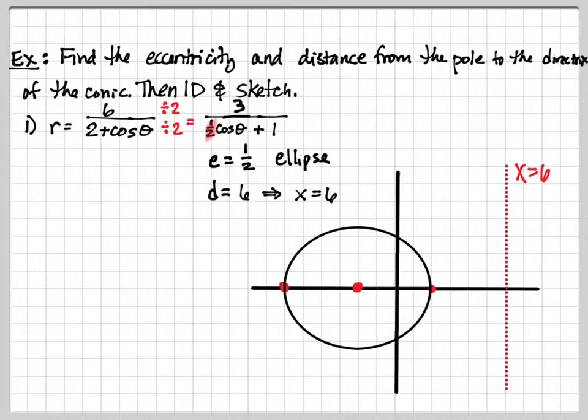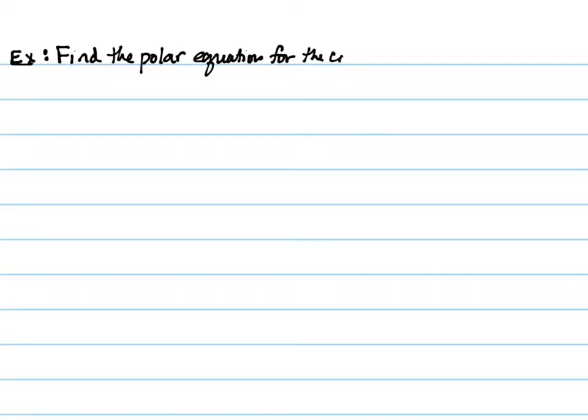Okay, so the next ones we're actually going to go in reverse order, not with the graph per se, but with the information. Instead of being given an equation and identifying information, we're going to be given information and we're going to create an equation. So on numbers 2 and 3, the directions will be the same, and they say the following. Find the polar equation for the conic. And it gives us some information.